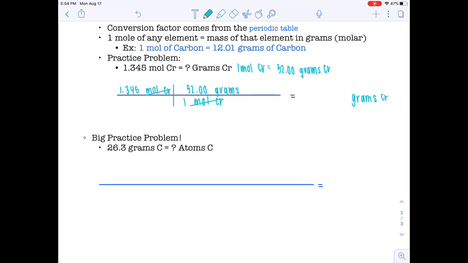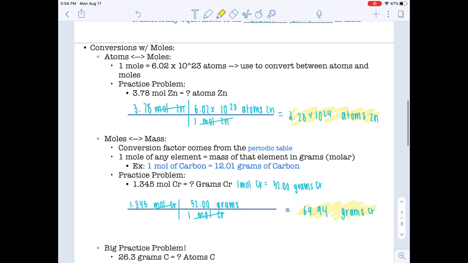So 1.345 times 52.00 is equal to 69.94 grams of chromium. So now we've done 2 conversions, from atoms to moles and from moles to mass. So if you had the number of atoms, for example, you could end up with the number of grams using these 2 conversion steps. You can go from atoms to moles and then moles to mass.